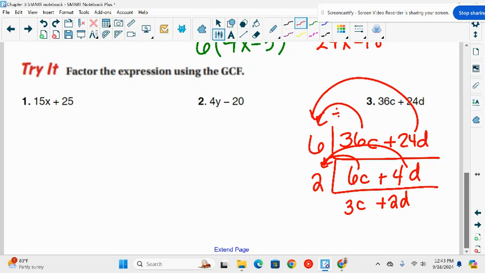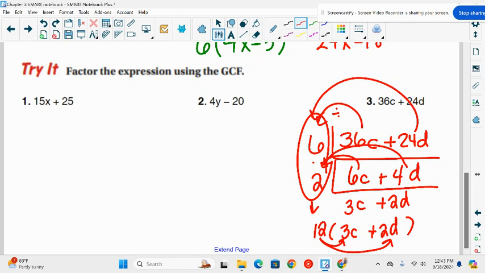Okay. So how do I write this? What is my GCF here? What's going to go on the outside of my parentheses? 12. I've got to multiply the numbers I use together and get 12, and then I just drop the other numbers down. And I can check it. 12 times 3 gives me 36. 12 times 2 gives me 24, which is what I originally started with. Okay? Alright, flip it over.